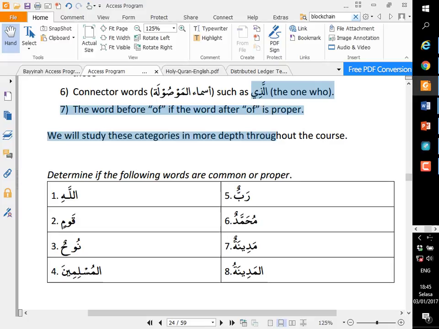So take a look at the word Allah, Allahi. Is it common or proper?